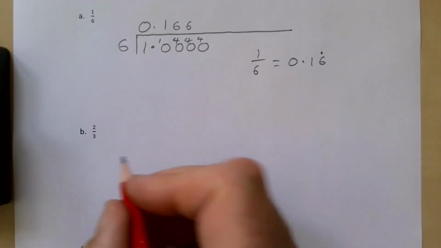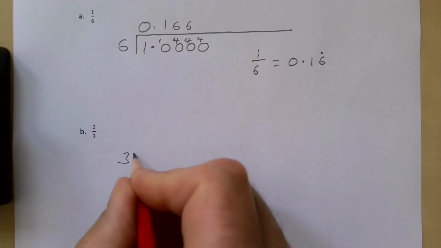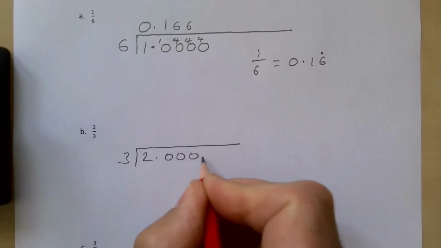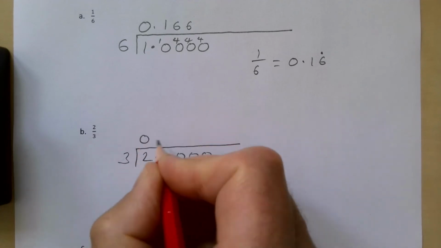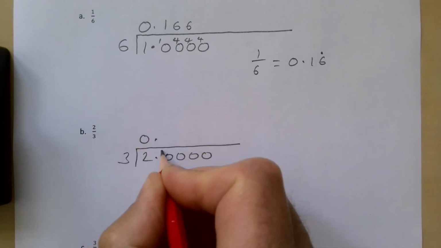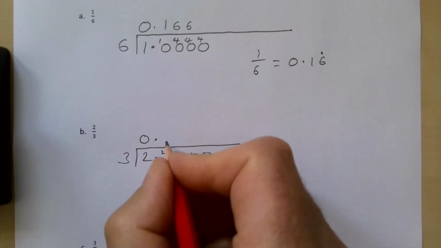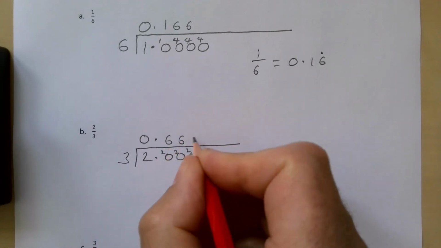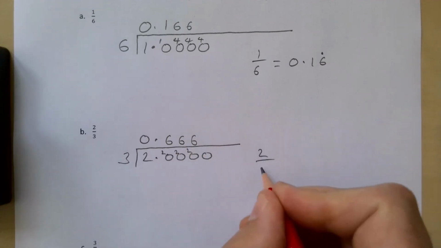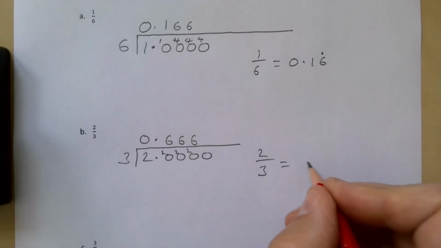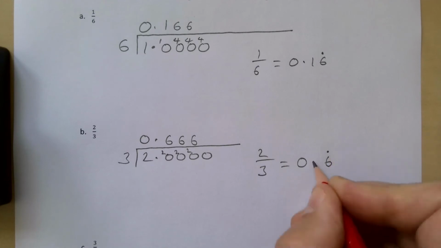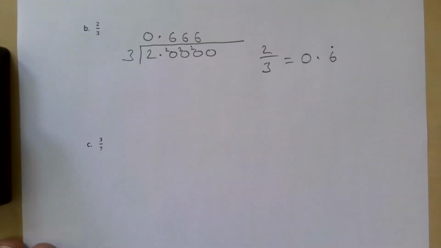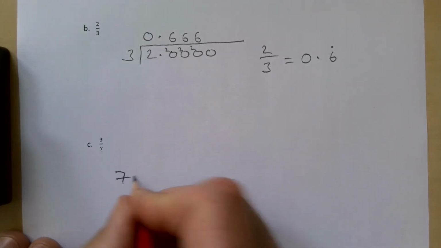2/3, that's one I would expect people to know, but let's just check it anyway. 3 into 2 doesn't go. 3 into 20 goes 6 times and 2 left over, again and again. So 2/3 is 0.6 recurring. And 3/7, this is one that I like.